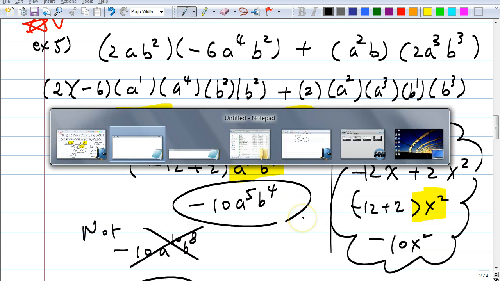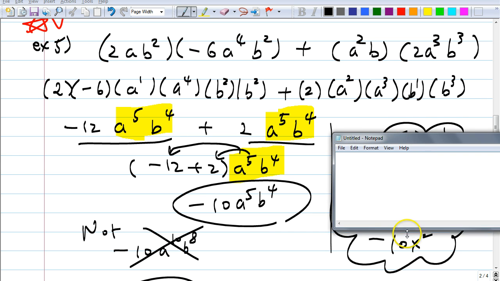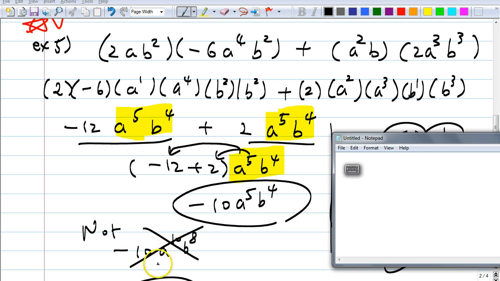One of the mistakes that I see a lot is people blindly write negative 10 a to the 10th b to the 8th. They add the exponents when they're combining the like terms. Do we do that? No. Of course not. Because remember from yesterday, do you see why that distributive property step is important? As you can see, a to the 5th, b to the 4th stays the same, doesn't it?